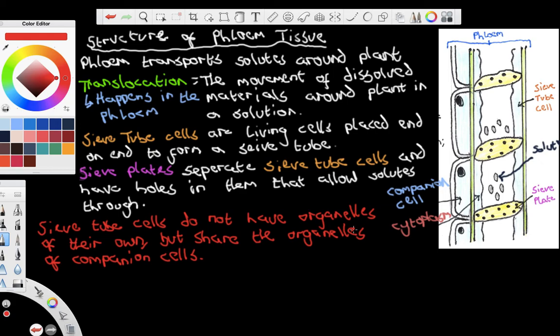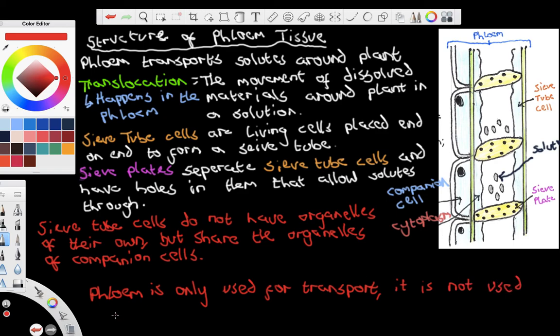Now, one final thing that's very important that we need to write down is that the phloem is only used for transport. It is not used for support. So the phloem is only used for transport, it is not used for support.